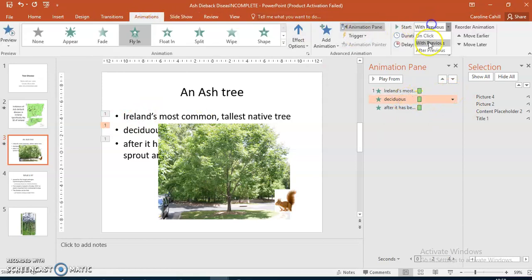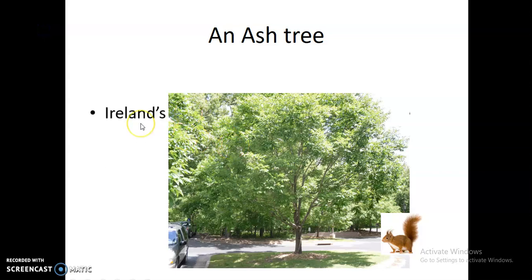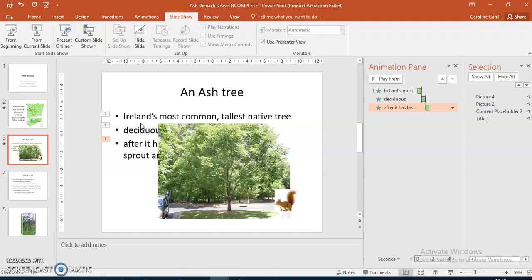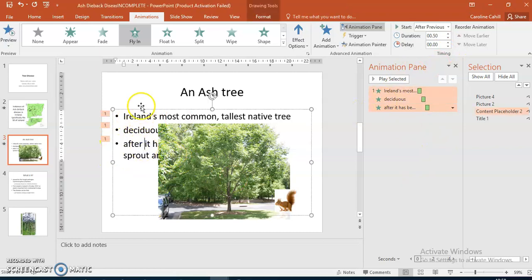If I want them one after another, I can tell it the second one goes after the previous, and the last one goes after the second one. And the difference there is this, from the current slide, first one, then second one, then third one. And again, you can decide on the speed of those using your duration. Experiment.